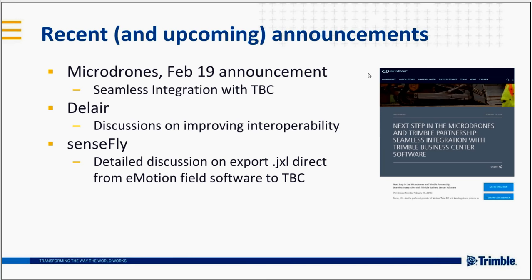Most of the discussions are revolving around those manufacturers having the ability to export JXL files directly from the field, so we can simply drag and drop them in TBC and process them in a similar fashion as we did with the UX5 or X100 when we had those hardware products in our portfolio. That will make the ease of use and integration with UAS Master even more seamless. So those are some of the things to be looking out for.